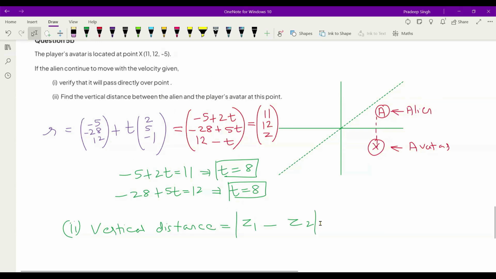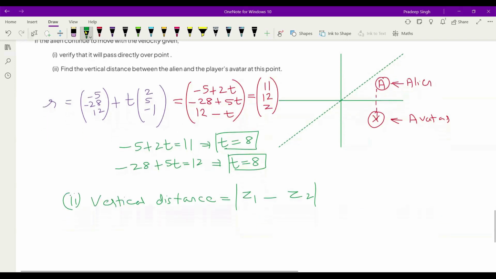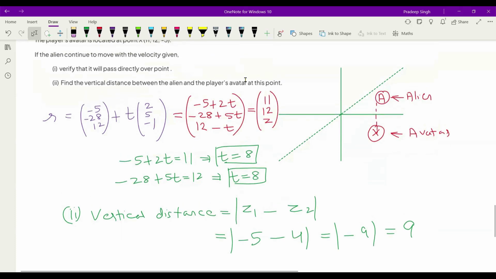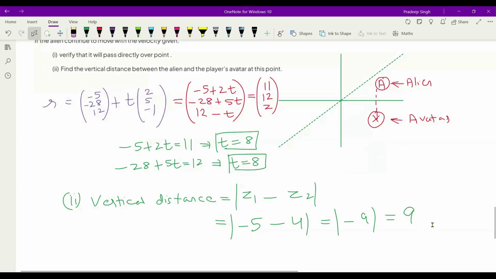What is the z coordinate for the player's avatar? In the question, it is given as -5. So for z1, we will write -5. Now z2 represents the z component of the alien. For the alien, the z component is 12 minus t. And if you put t equal to 8 in this, 12 minus 8 becomes 4. Hence, z2 is 4. If you simplify this, we will get mod of -9, which is equal to +9, since we are finding the distance. Hence, the vertical distance between the alien and the avatar at that point is equal to 9 units.